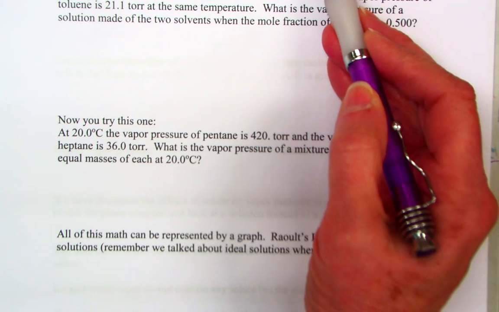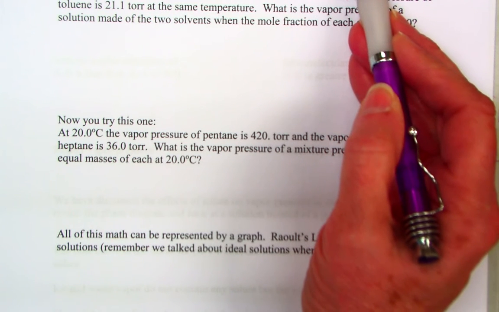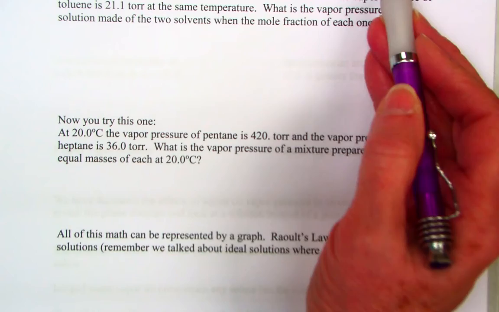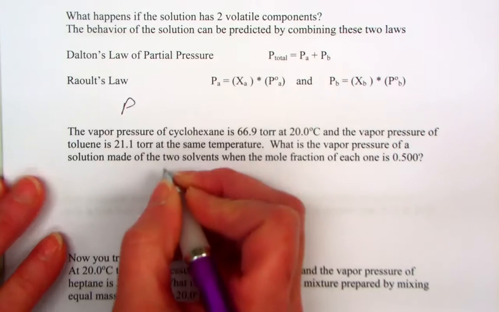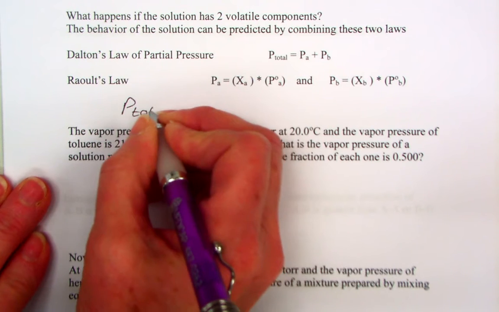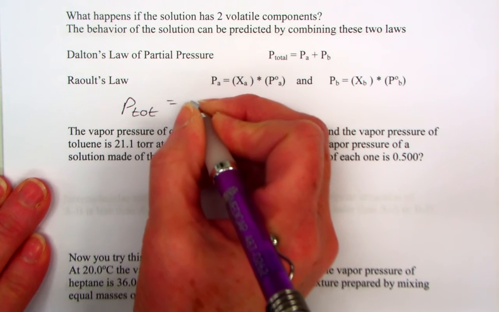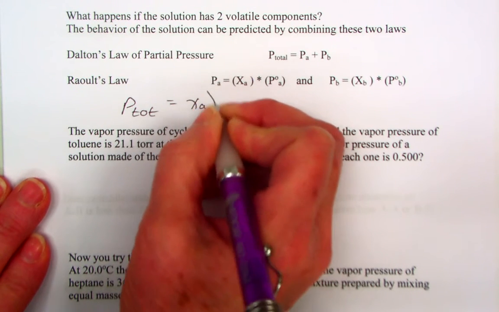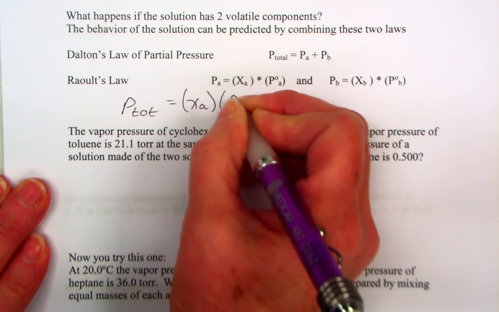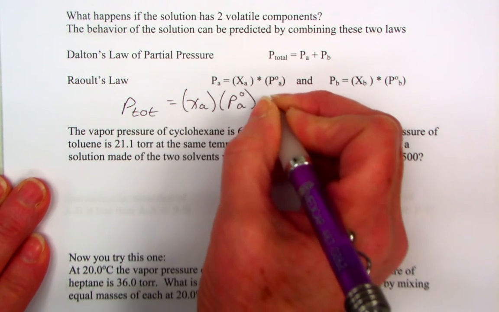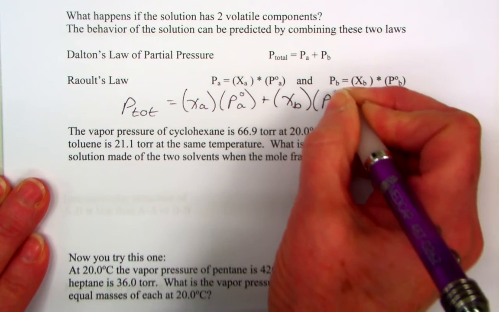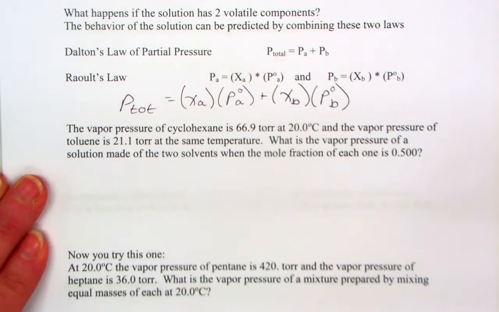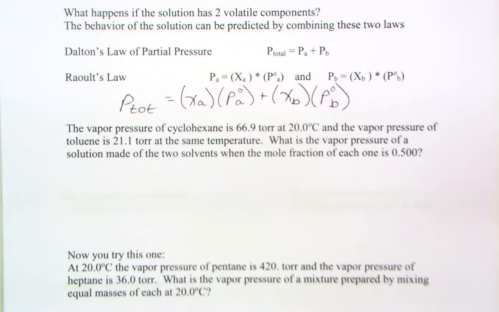And the pressure of B is equal to the mole fraction of B times the pressure of pure B. So what that means is that the total pressure is going to be equal to the mole fraction of A times the pressure of pure A plus the mole fraction of B times the pressure of pure B. So when we have two volatile components, all we need to do is add them together.